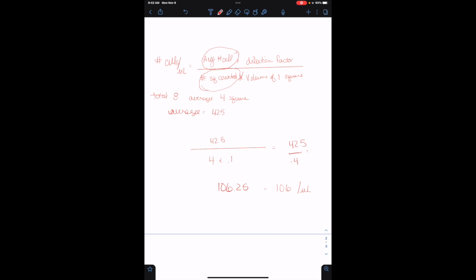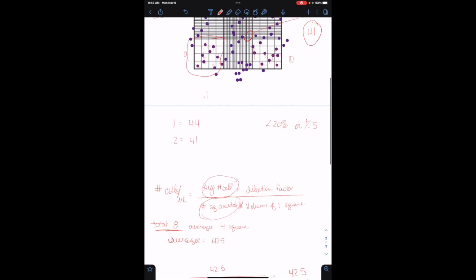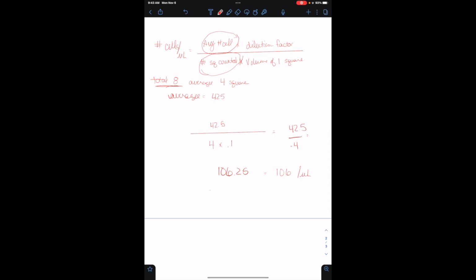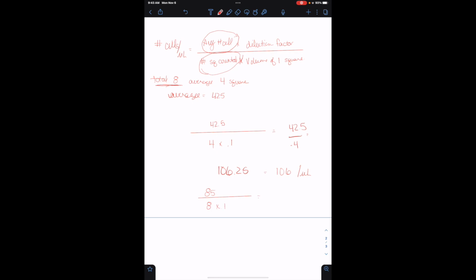The next one I want to do with you, because we can do this differently. Remember how I said about the 8 total? If we took our 44 and 41 and added those, we would get 85. So if we have 85 cells over the total squares, that's now 8. Our average was 4, the total is 8. We multiply that by 0.1, so that's actually 0.8. Then we take 85 divided by 0.8 equals, guess what?